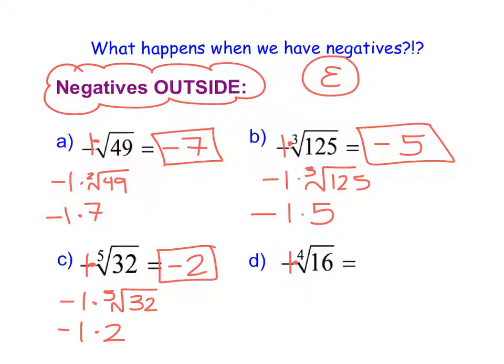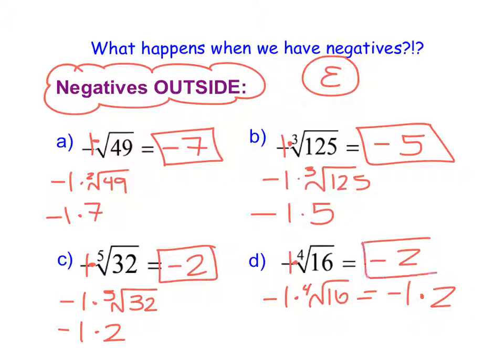And then we look at the last one, and we have the negative 1 times the fourth root of 16. So we have negative 1 times, okay, what to the power of 4 gives me 16? That's 2. So this would also be a negative 2.